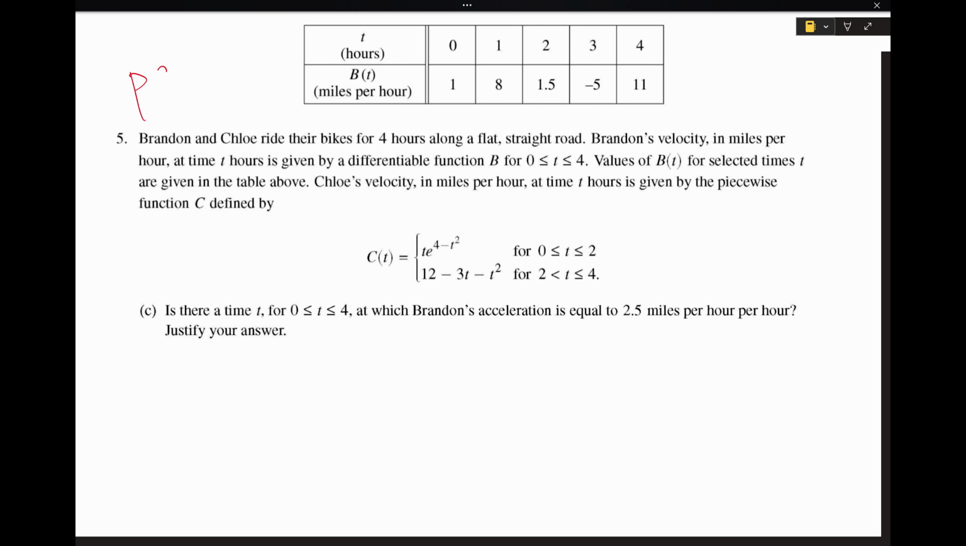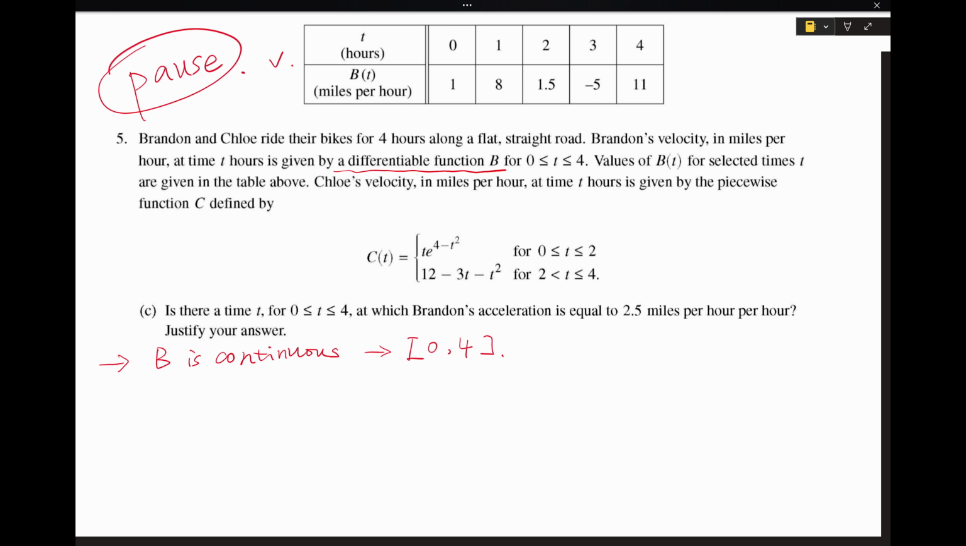So first, please pause to have a look at this question. Okay, since we know that the function b is differentiable, we can say that function b is also continuous in this interval. So that's why we can use the mean value theorem.